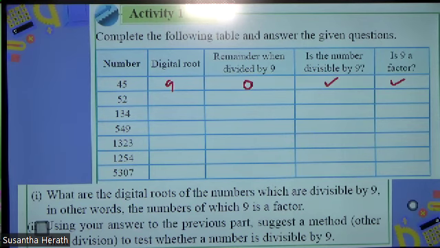Digital root of that number is how much? 7. Remainder when divided by 9. Is there a remainder? 1. Yes. Is the number divisible by 9? No. Then you have to put a cross there. Is 9 a factor of that? No. Then you have to put a cross there. Okay, teacher. Then do the next one.